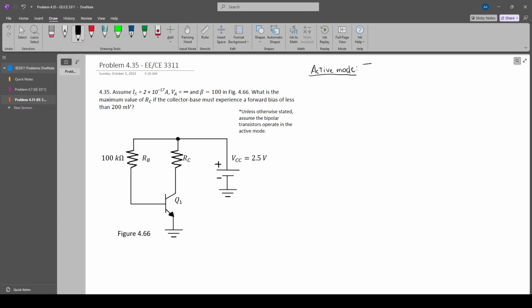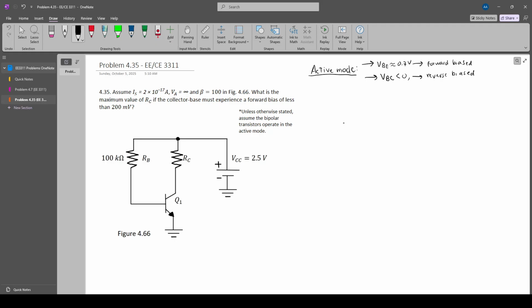Okay. So the first thing we can do here is, if we want to assume active mode, we have to remember that the base emitter voltage has to be around 0.7 volts, which means that it is forward biased, right? And also the voltage across the base collector junction has to be reverse biased, or less than 0. Reverse biased.